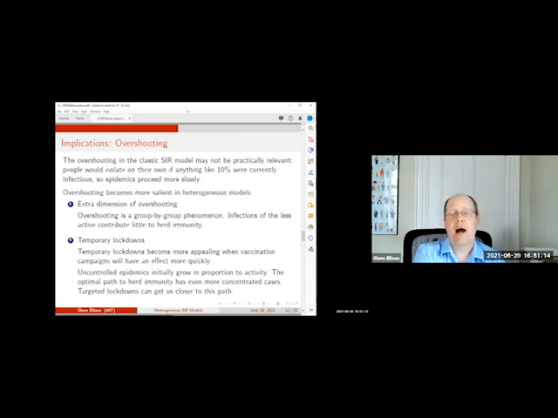Okay, my view on overshooting is the classic SIR model has all this overshooting. That's where a lot of the dynamics come from. I think it's not so practically relevant. As I said, we're never going to have a world where 13% of people are currently infectious. And so epidemics go more slowly. If epidemics go more slowly, there aren't that many people infected when you hit herd immunity, so the thing dies out fairly quickly once you hit herd immunity. So the overshooting there is not so big.